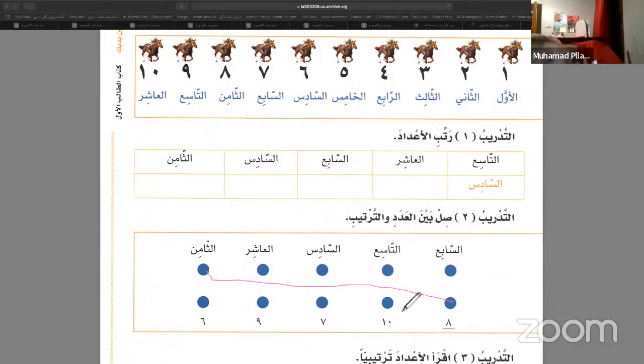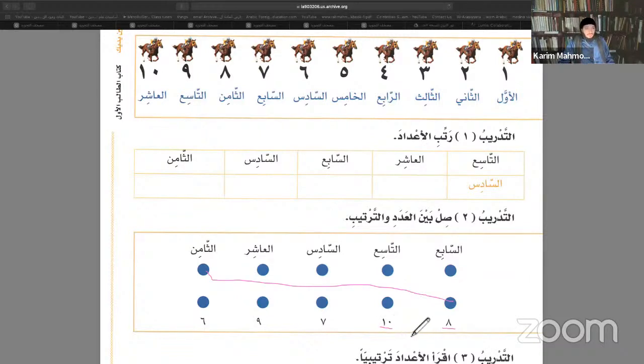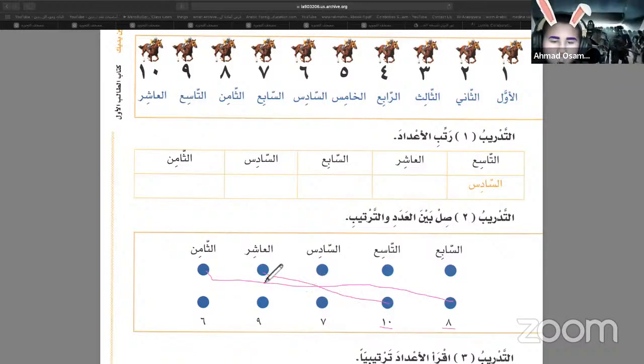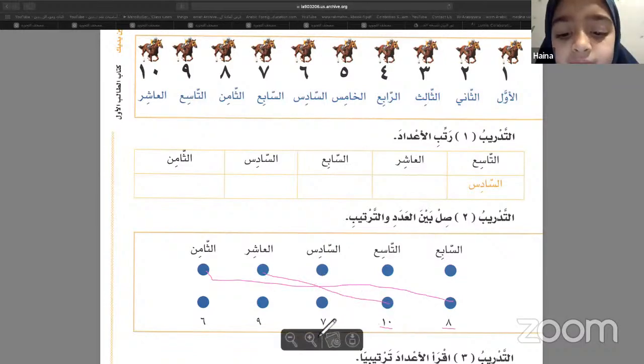Yes. Okay. Next one. What number is this? عشرة. Good job, Ariana. Now, what is the ranking of this number? Al-Ashir. Naam, ahsantum. Okay, how about this one here?